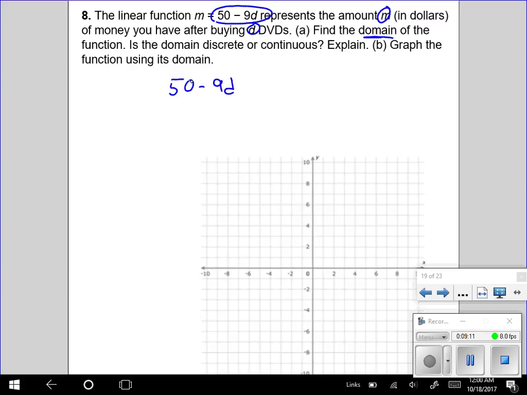So if we're looking at this expression, if I were to plug 4 into here, say, I'd have 50 minus 36, I would still be positive, so I can go higher. If I plug 5 into here, 50 minus 45, okay, could we go higher than 5? So that's what we have to think about. 9 times 6 is 54, so 50 minus 54, we'd have negative $4. Can we do that? Well, the store won't let us do that. So now we've kind of figured out our domain.